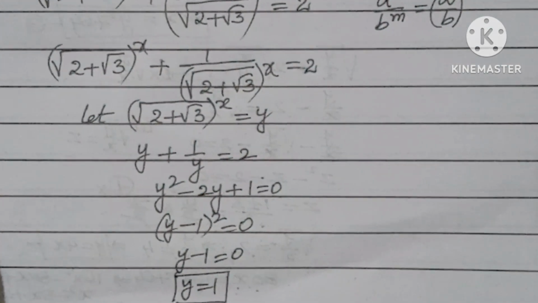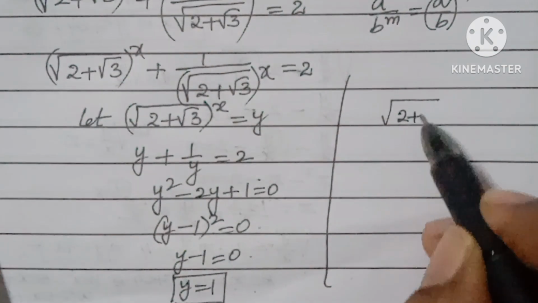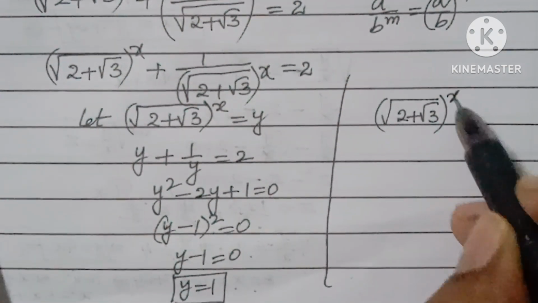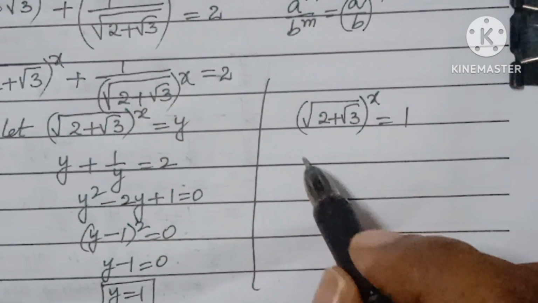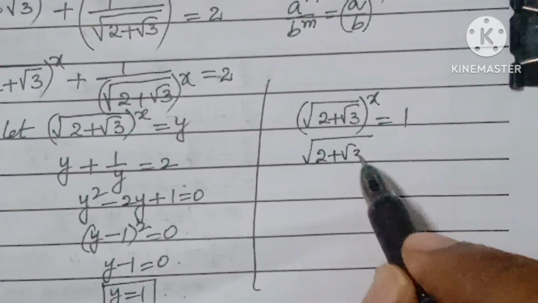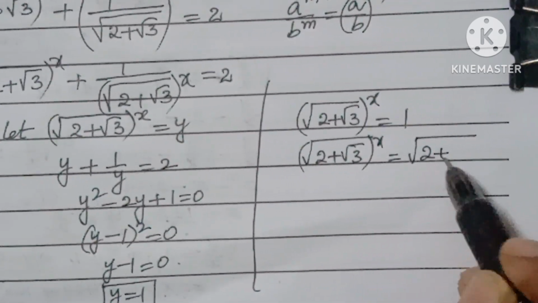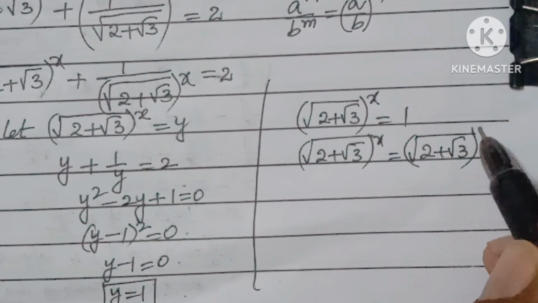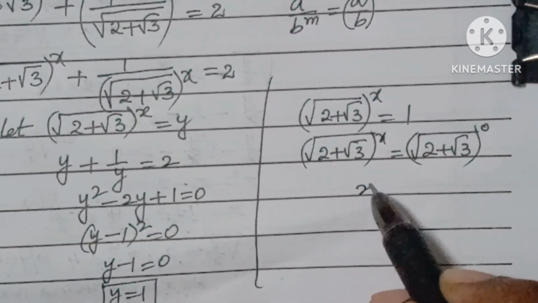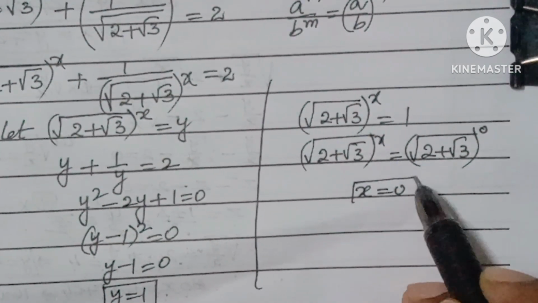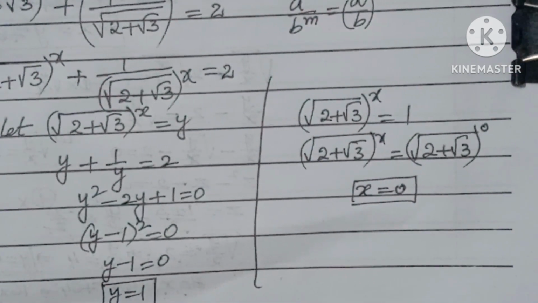Now if y value is 1, (square root of 2 plus root 3) to the power of x is equal to 1. So this can be written as (square root of 2 plus root 3) to the power of x is equal to (square root of 2 plus root 3) to the power of 0. So here the bases are equal, the powers must be equal. Therefore, the value of x is equal to 0.